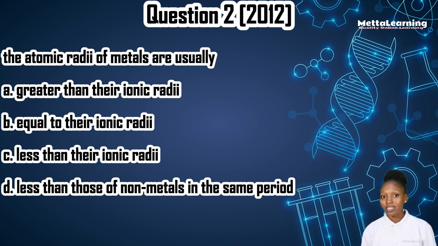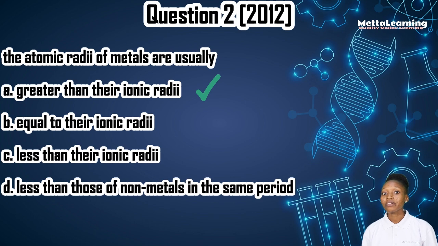On the other hand, nonmetals typically gain electrons to form negative ions. When an atom gains an extra electron, the increase in the electron-electron repulsion causes the electron cloud to expand, making the ionic radius larger than the atomic radius.